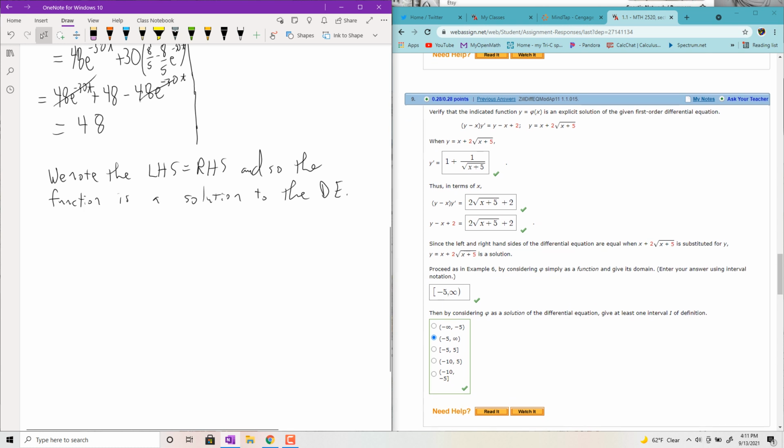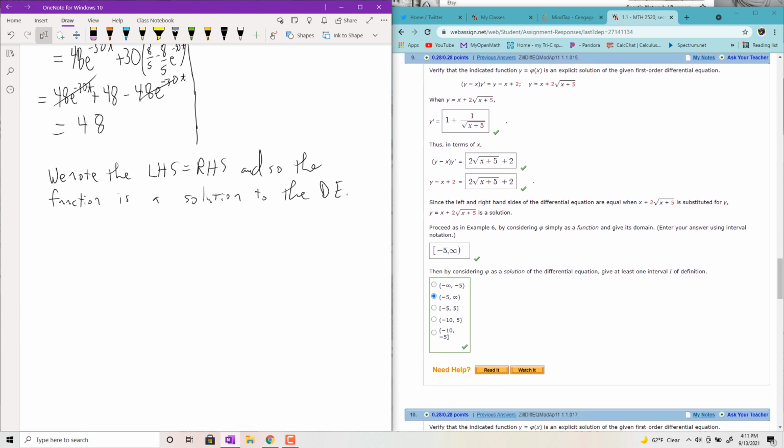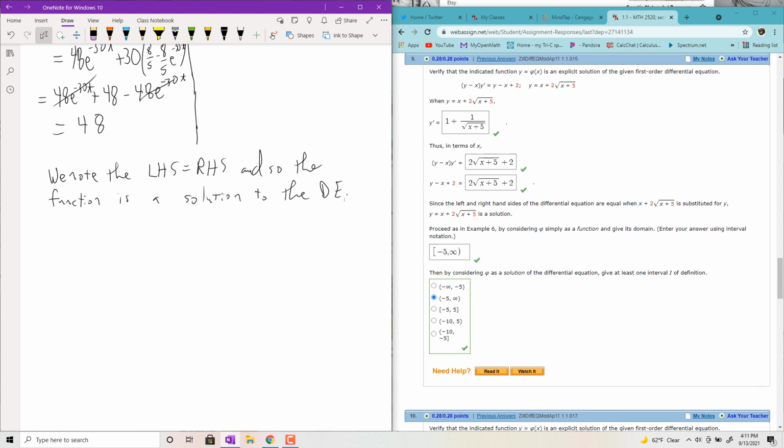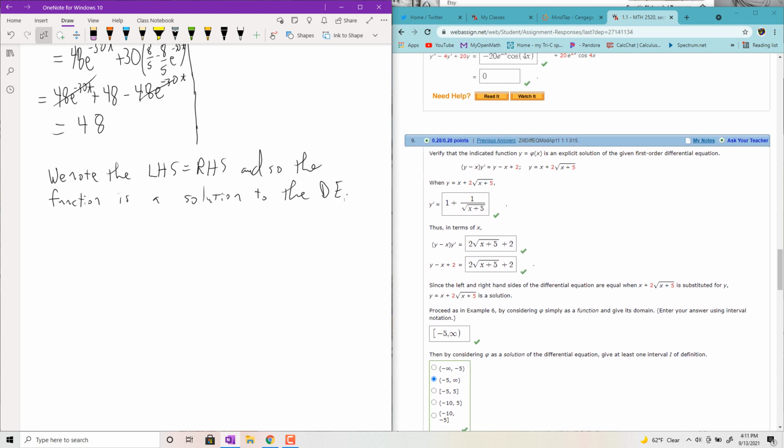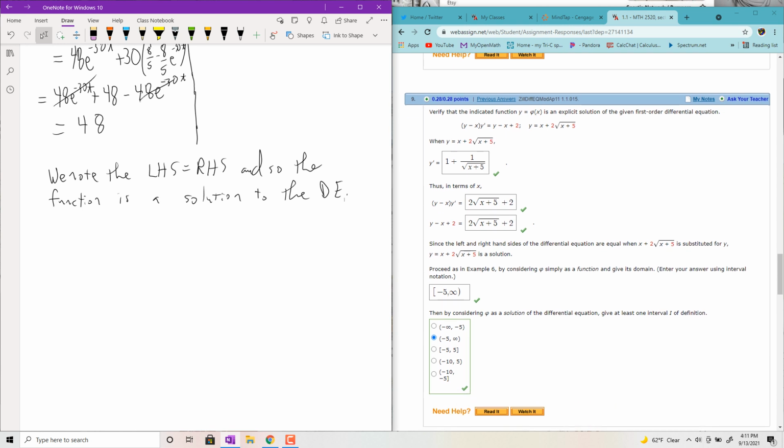We talked about the interval of definition in this section. For the interval of definition, you have to make sure that the original function is defined and the derivatives are continuous. And on that common interval, you find the interval of definition. That can be different than the actual domain of the function. So you'll see problems like number 9. Let's take a look at number 9.